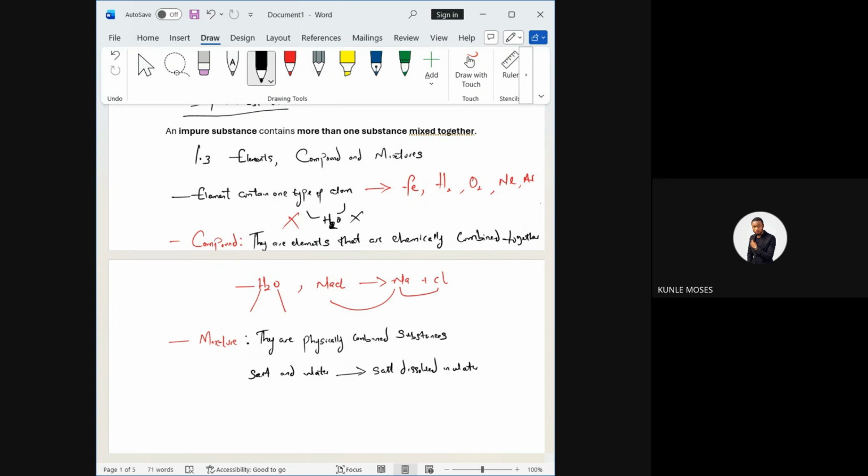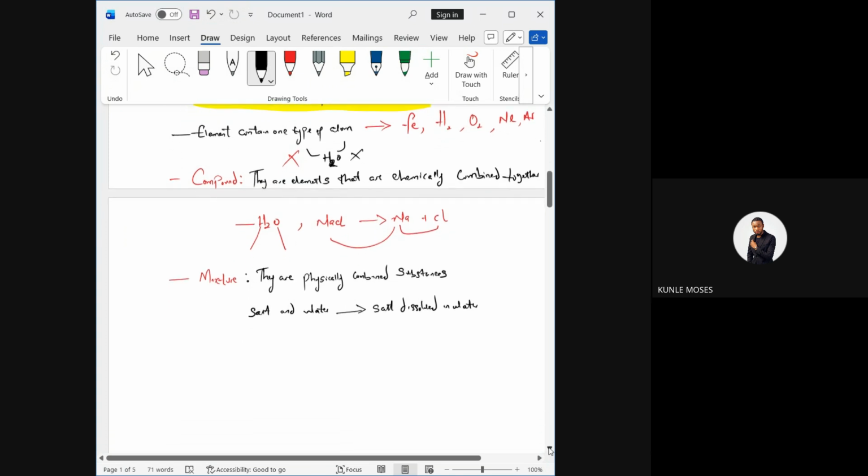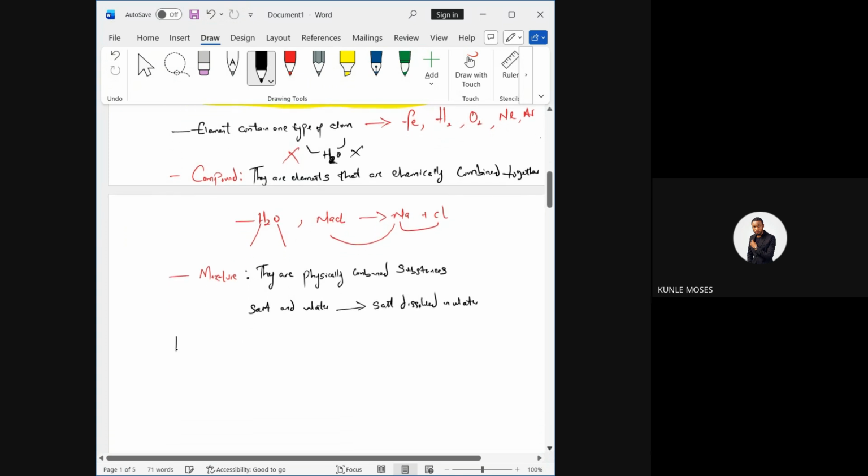So that's all about 1.3, elements, compound, and mixture. So we want to go to the fourth one, which is physical and chemical changes.